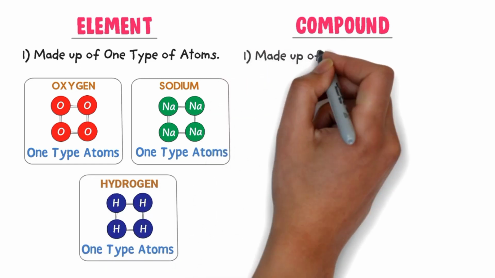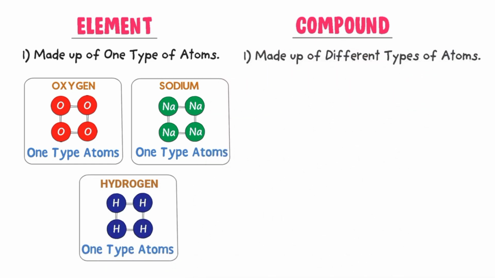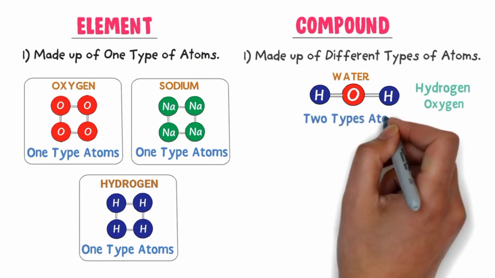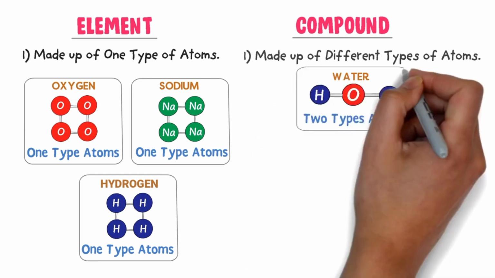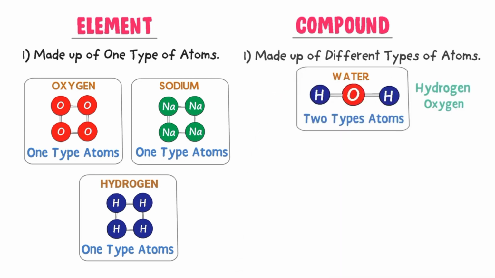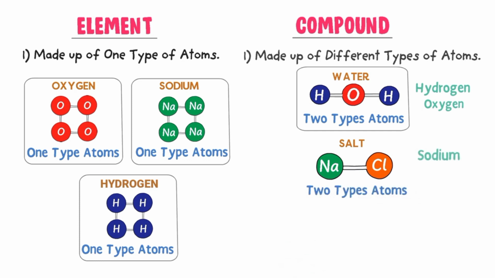While compounds are made up of different types of atoms. For example, consider water. We can observe that water is made from hydrogen and oxygen. Water is made from two different types of atoms, so it is a compound. Secondly, consider salt. We can observe that salt is also made from two different types of atoms like sodium and chlorine, so it is a compound.